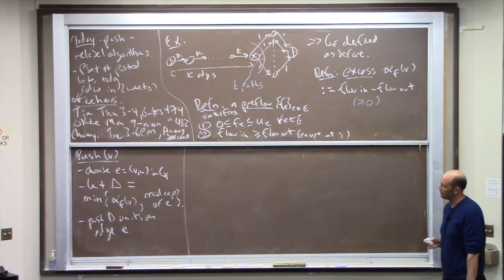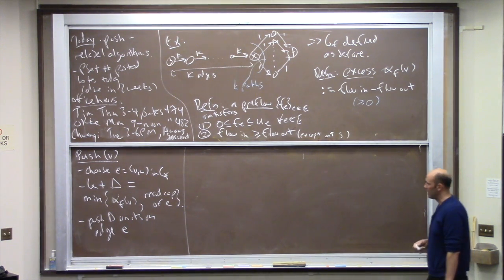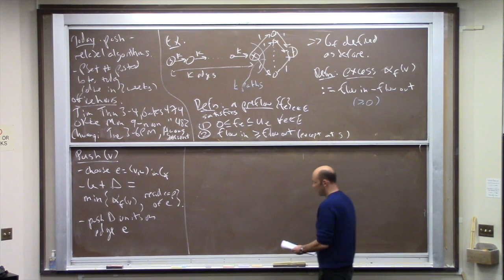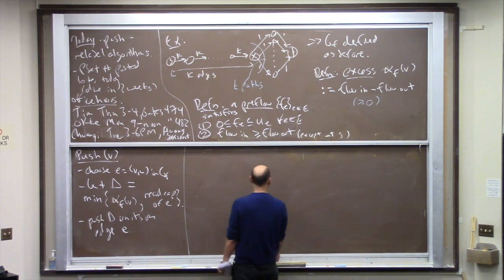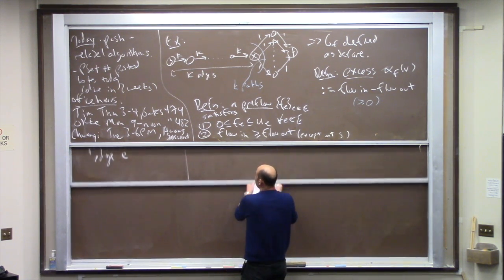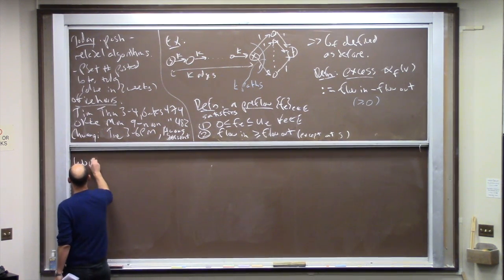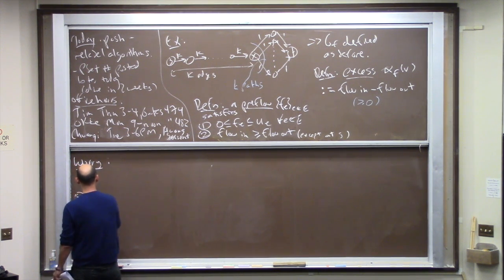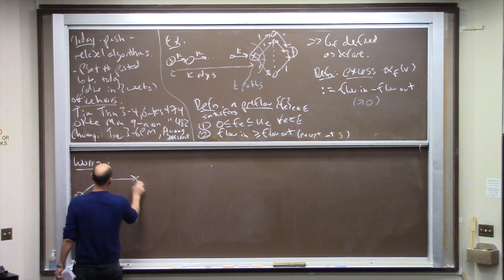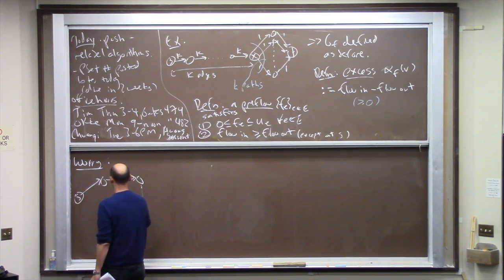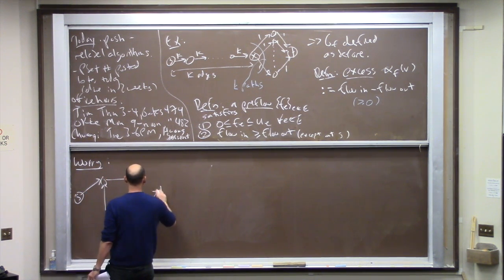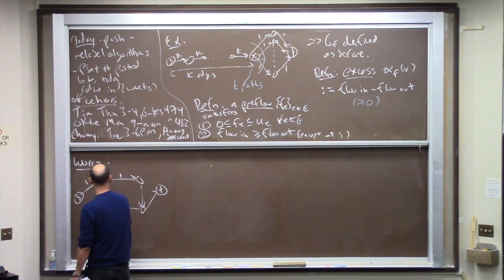You change the preflow just by increasing or decreasing the flow on a single edge at once. Now, this isn't going to be good enough. We need some more ideas to get a bona fide max flow algorithm. One thing we could be concerned about is just pushing flow around in cycles forever. So think about the following network, say with all unit edge capacities.